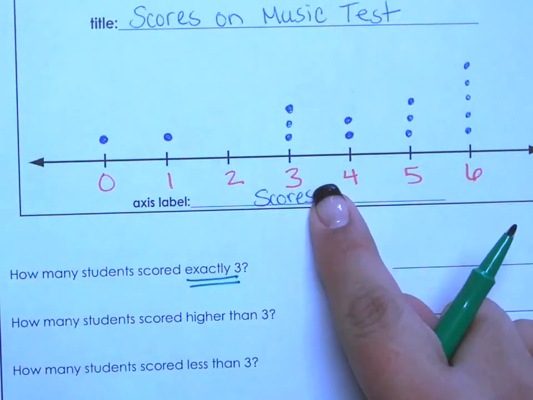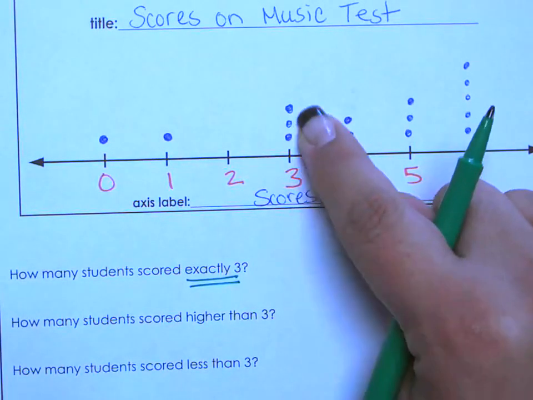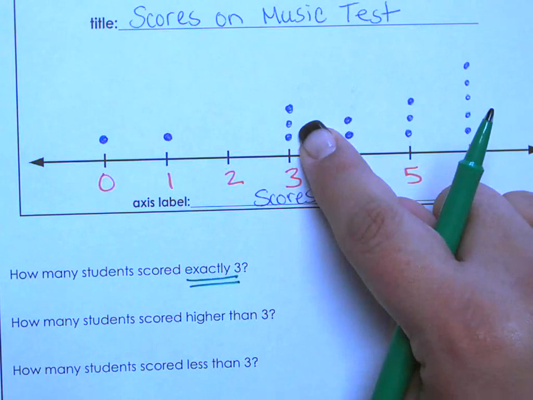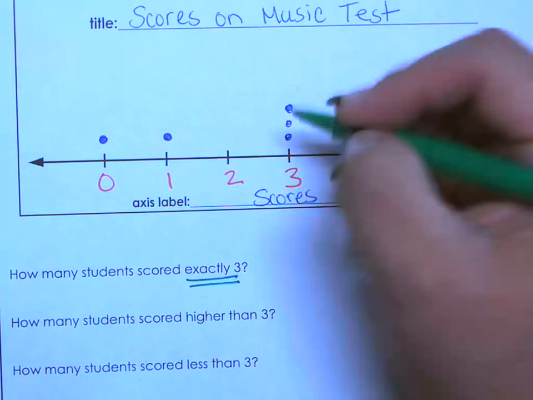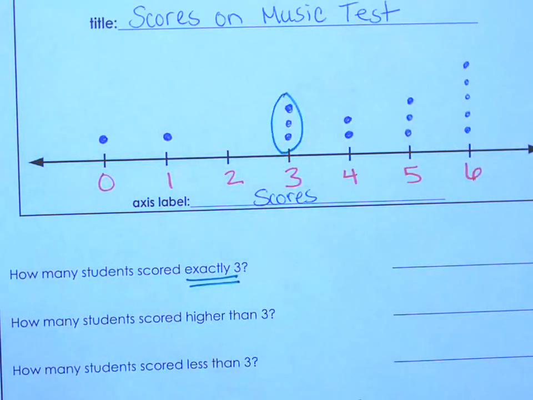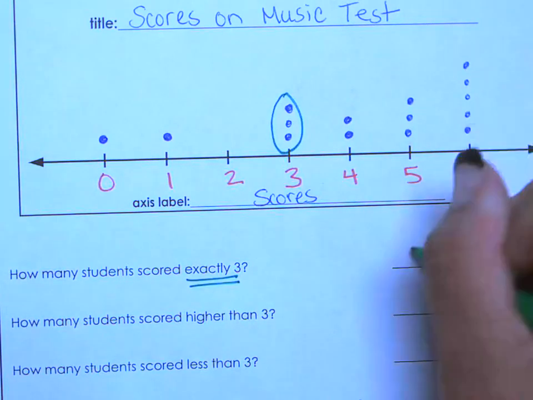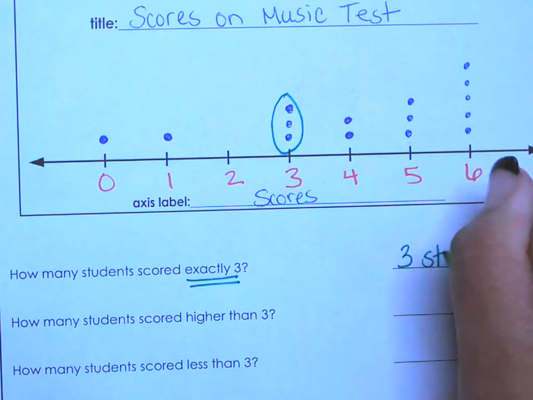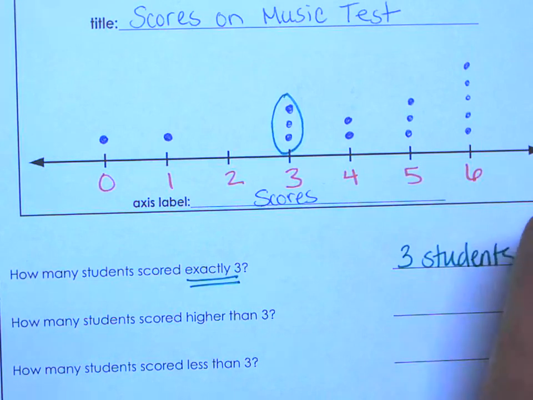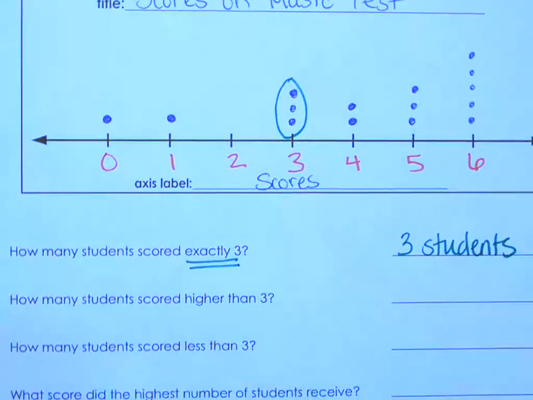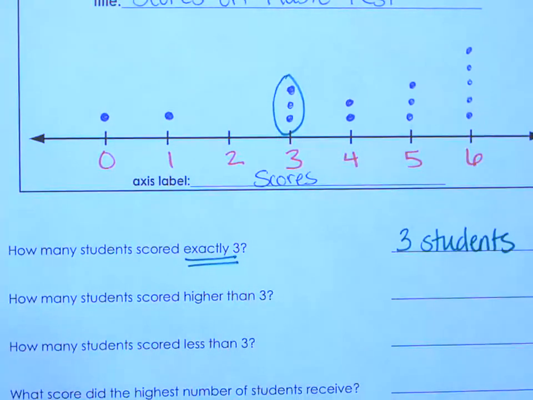So I look over at my data. Remember, these dots represent student scores. So exactly 3 points, 3 students scored 3 points. I would write my answer, 3 students. My next question asks, how many students scored higher than 3 points? So anything higher than 3. That does not include 3 itself because 3 is not higher than 3.